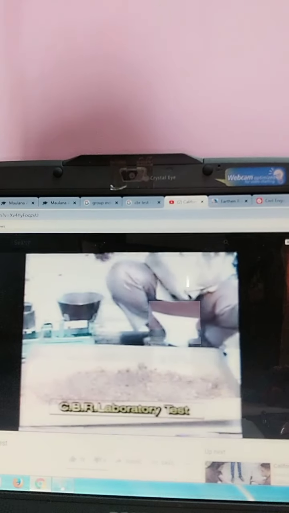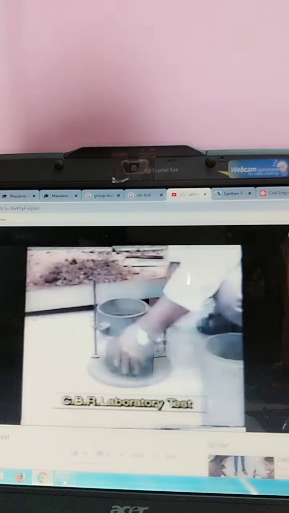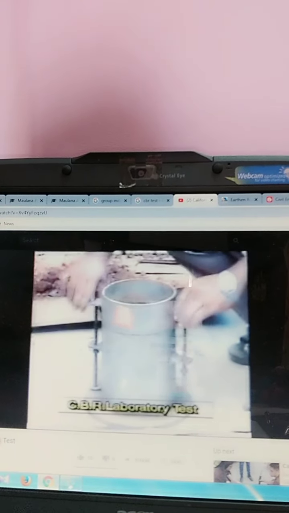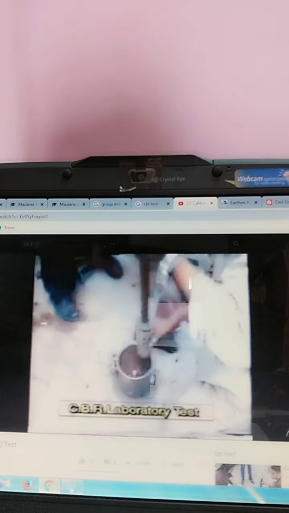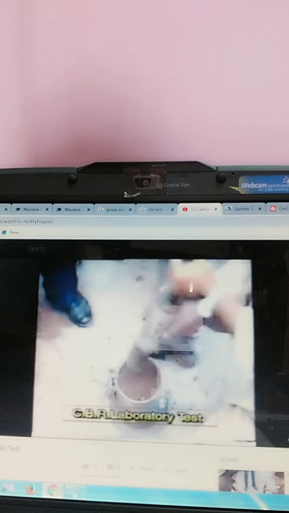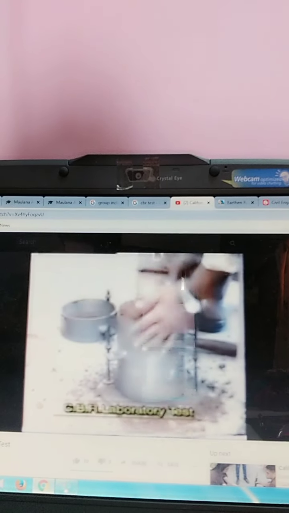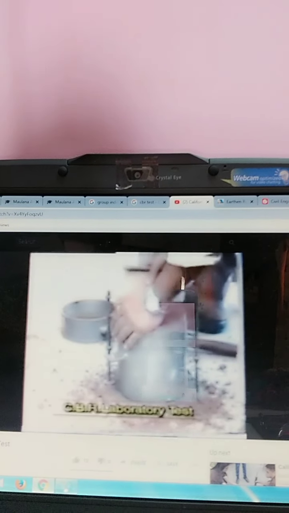They are applying some water so as to mix the soil properly. This is the mold, this is the base plate, this is the collar of the mold. They have fitted it, they are pouring the soil into the mold, and this is the compaction hammer. They are compacting the soil properly. The collar is removed, and the top layer is cleaned up.